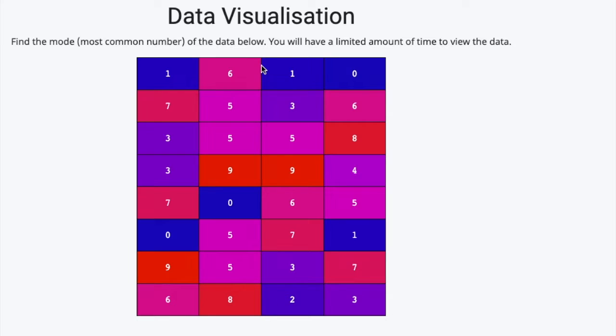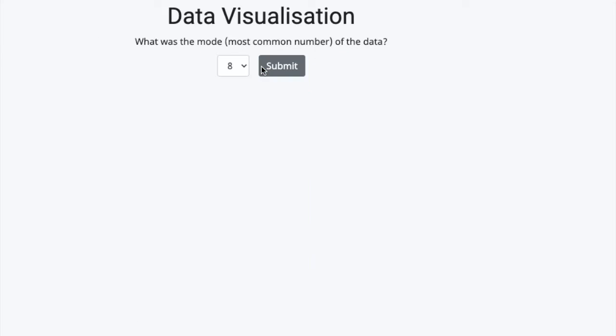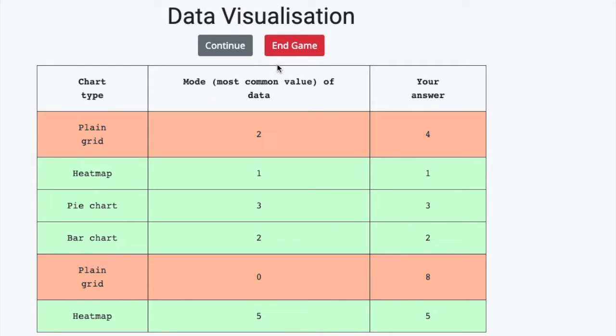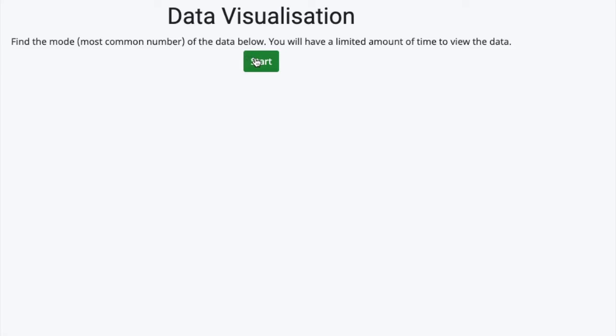We have some highlighting to help us this time. I think it looks like 5, maybe. Yep. So we've got the heat map and 5. So the heat map helped.